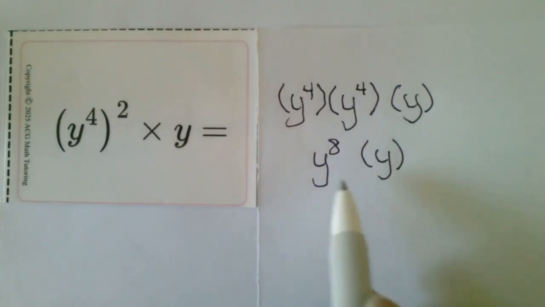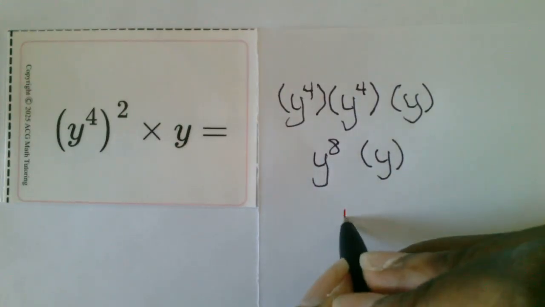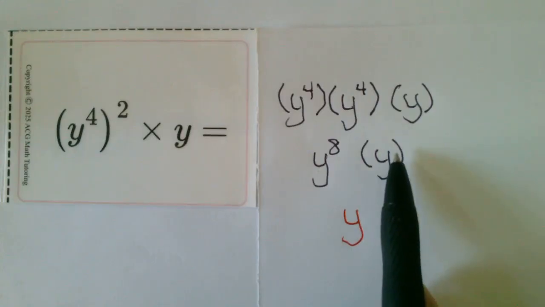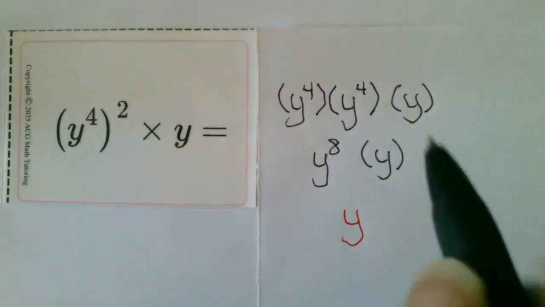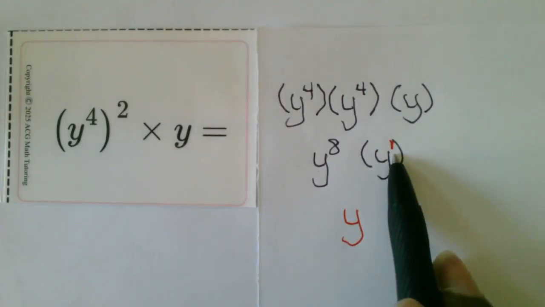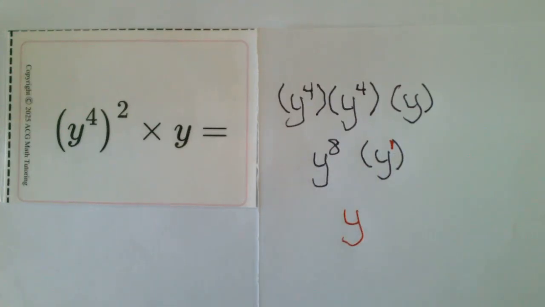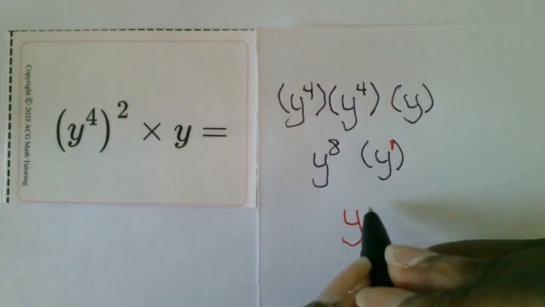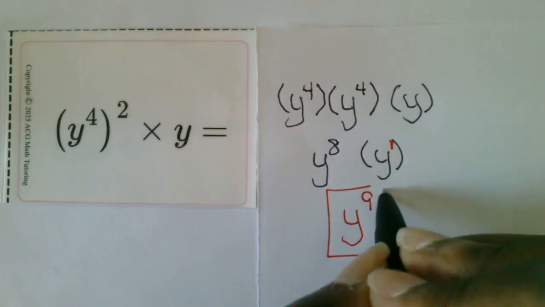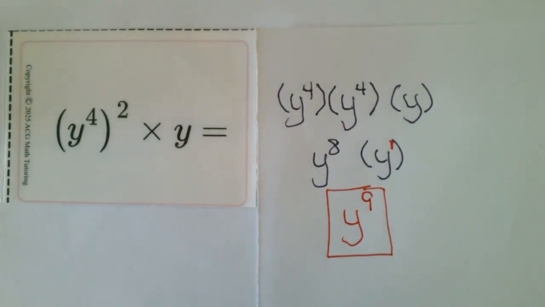So like we said, when you are multiplying, you're keeping the base, but you're going to add the exponents. So if you don't see an exponent, that's going to be a 1. Okay, it's always assumed that it's a 1. So now we're going to add 8 plus 1, that will give you 9. Okay, so it will be y to the 9th power.